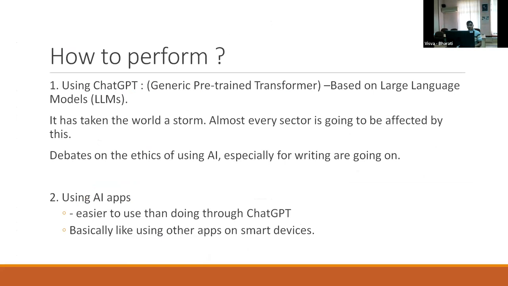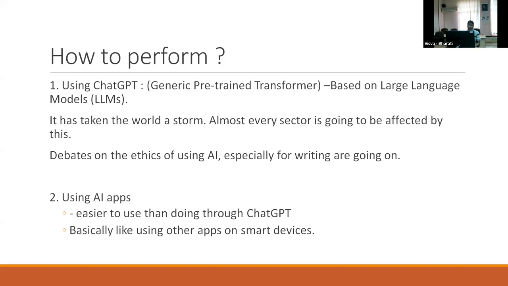It has taken the world by storm. Almost every sector is going to be affected by this. Since it came into effect in November 2022, lots of things are going on. Debates on the ethics of using AI, especially for writing, are going on. This is also one point people should debate upon.